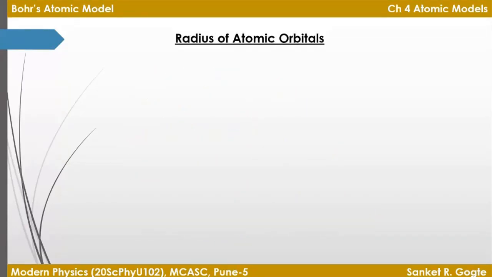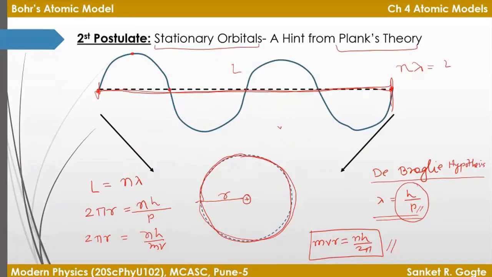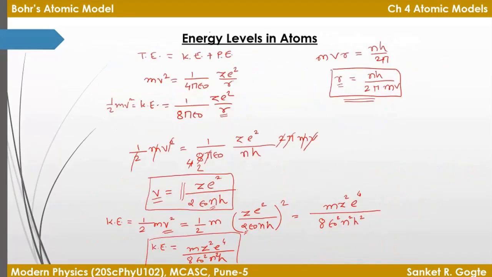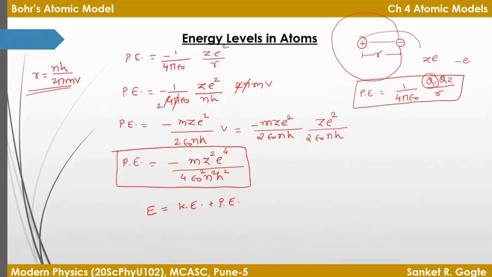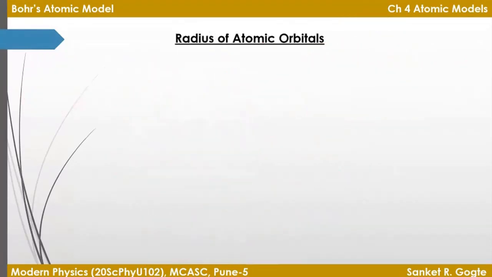Let's derive this relation for the radius of the atomic orbital. Where will we start? We will start with this relation, where we wrote a relation for R. Yes, here. R is equal to nh by 2 pi mv, which we have obtained from the second postulate, the postulate of stationary orbit, that mvr should satisfy that particular relation. So R is equal to nh by 2 pi mv. Let's start from that point.